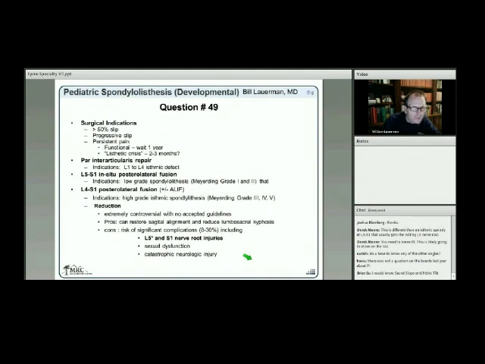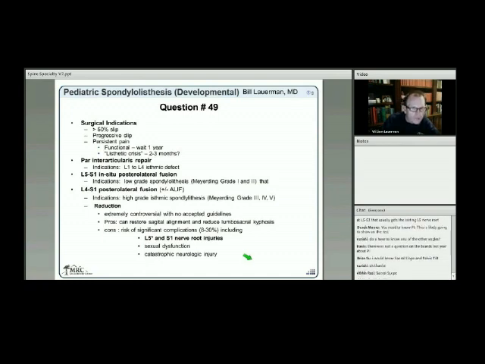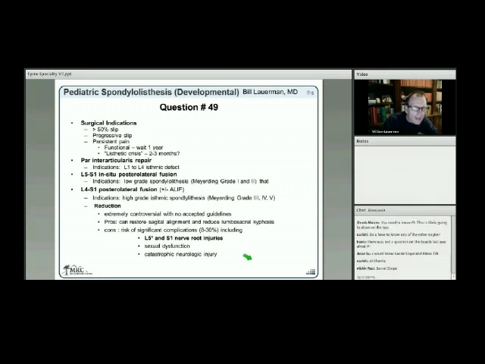The options include a pars repair, which is typically reserved for defects from L1 to L4, an in situ posterolateral fusion, which is an acceptable option for lower grade slip, the Meyerding 1 and 2, and an L4 to S1 posterolateral fusion for higher grade slips beyond 50%. Reduction is a controversial procedure. There's no clear-cut guidelines for when it's indicated.